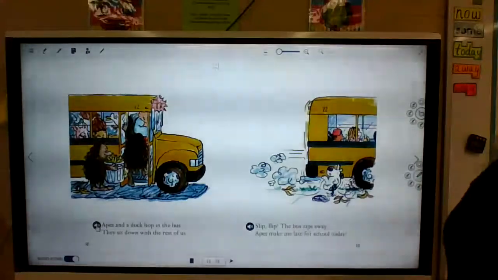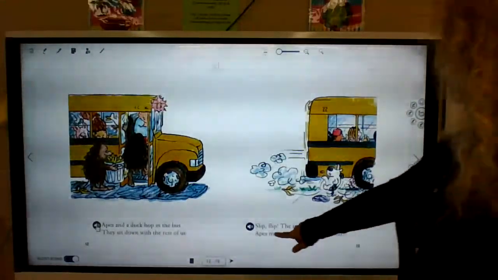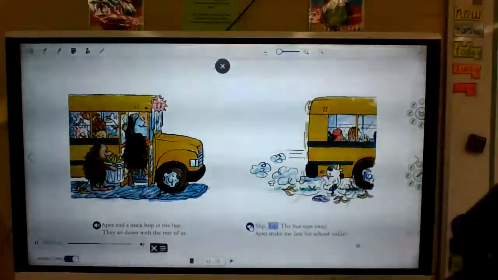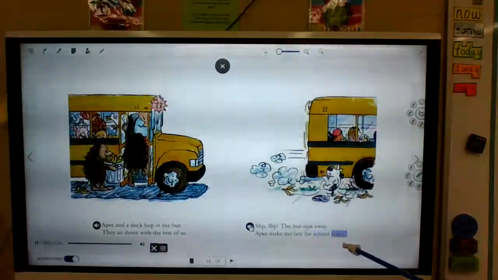They might meet another unusual animal. Let's see. Slip, flip, the bus zips away. Apes make me late for school today.